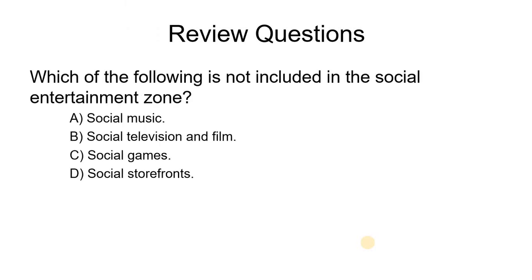The first review question: which of the following is not included in the social entertainment zone? Your options are social music, social television and film, social games, and social storefront. So remember, which of the following is not included. Try to answer this. The answer for this question is social storefronts. Because we know that in the entertainment zone we have music, we have television and film, and you have social games. What you do not have is social storefronts.